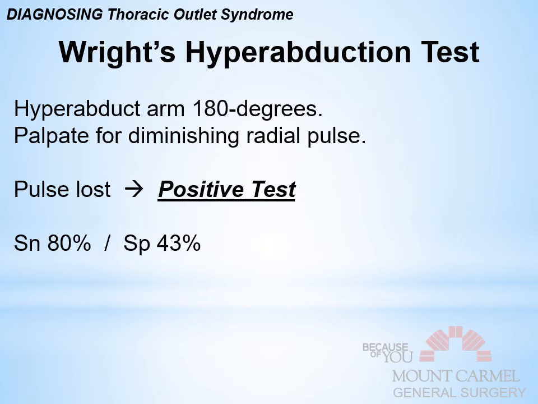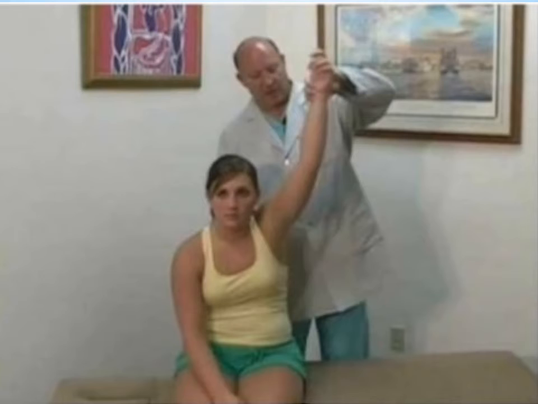All right, now next is Wright's hyperabduction test. This is pretty straightforward. You just essentially put your arm up at 180 degrees, and you do this kind of circular motion of the arm while they're up. Is there any way you can make their radial pulse diminish? And if so, it's sensitive, but not a very specific test at all. And so here we go. Again, there's lots of videos, as you might imagine, online, especially ones with this girl in this yellow tank top.